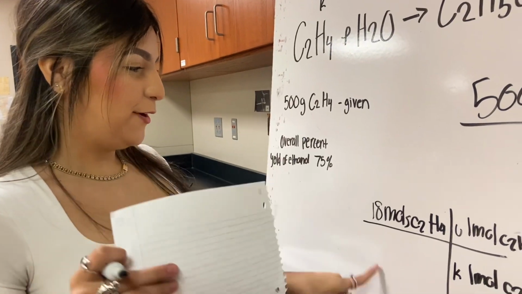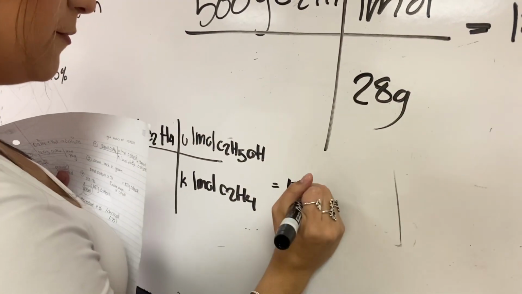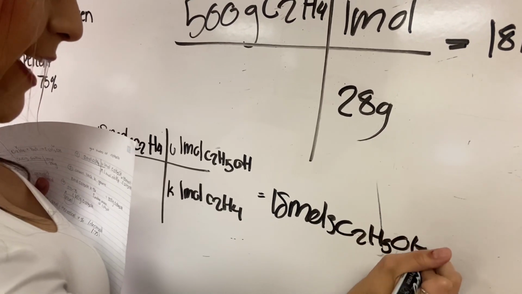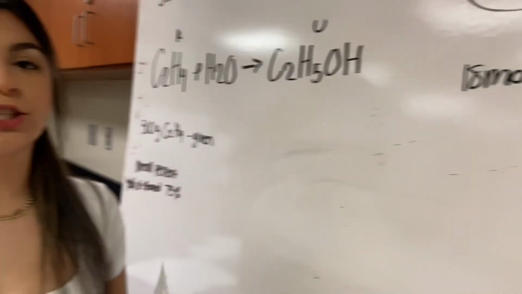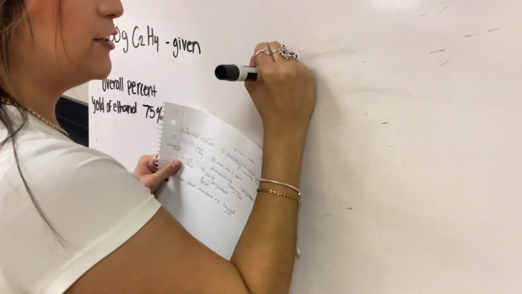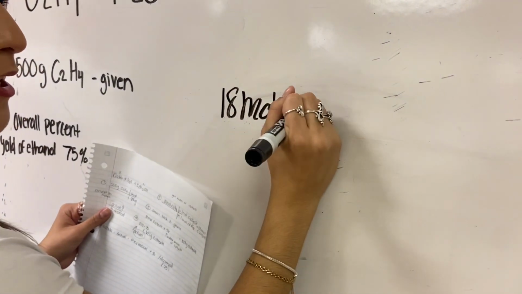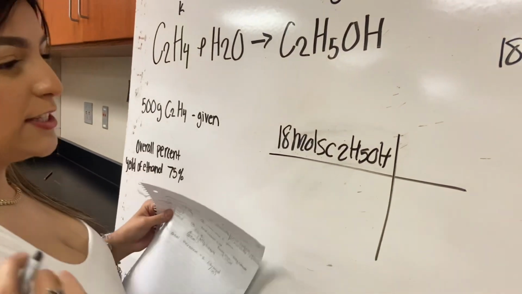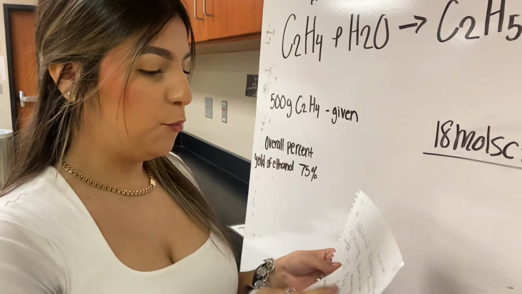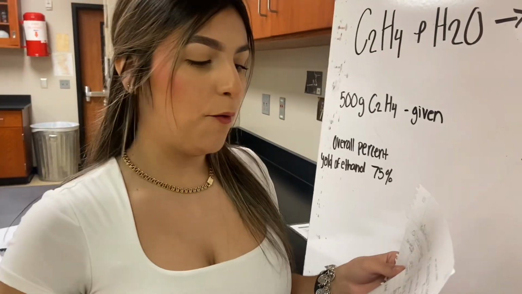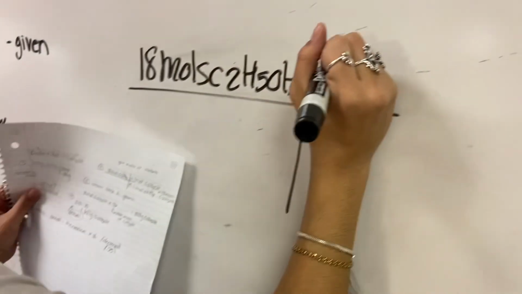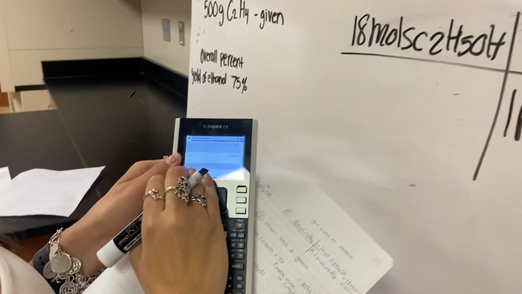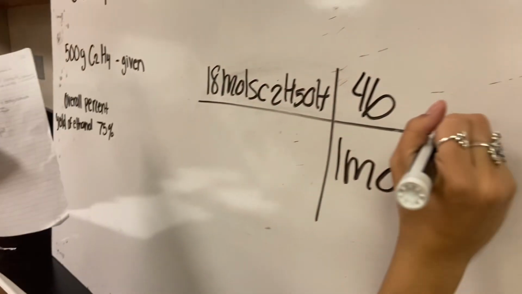After solving your equation, you're going to get 18 moles of C2H5OH. Now that we got our moles, this is where you have to convert back to grams. So you have to do 18 moles of C2H5OH. And this is where you have to times it now instead of dividing by the molar mass of C2H5OH. And this is 46. After calculating 18 times 46, you get 828.